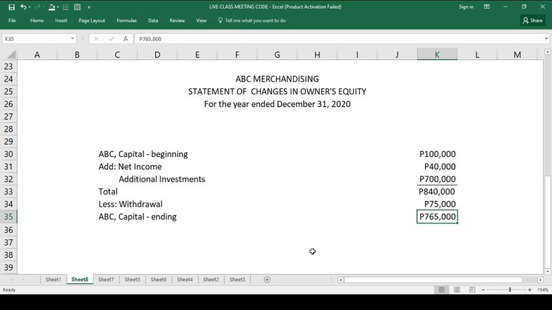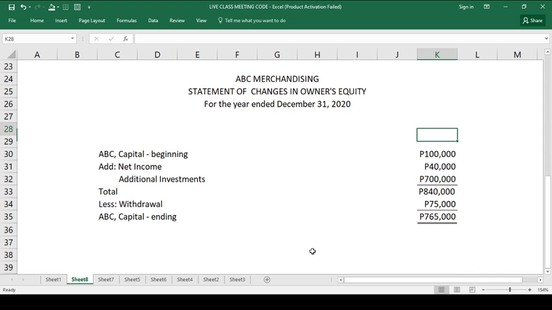Sir, what if they are equal? Can we say the computation is correct? I would say it is correct but not absolute, because it is possible that the recognition of the amounts is wrong. So your first test is whether they are equal; if so, it is possibly correct. The second test is whether the recognition principles we applied in recognizing those amounts on the balance sheet and in the statement of changes in equity are correct.